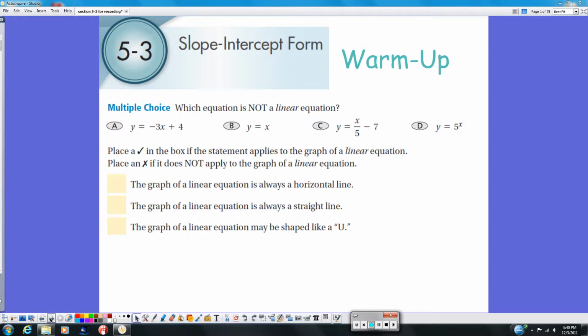Looking at our first one, which one is not a linear equation would be this last one. Linear means x is going to have a 1 as its exponent. This is actually called exponential. Let's take a look at the statements. The graph of a linear equation is always a horizontal line. It can be, but it's not always a horizontal line. The graph of a linear equation is always a straight line. That is true. The graph of a linear equation may be shaped like a U. That's false, so that gets an X.